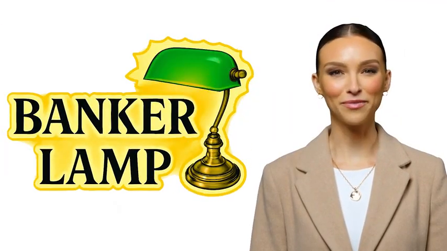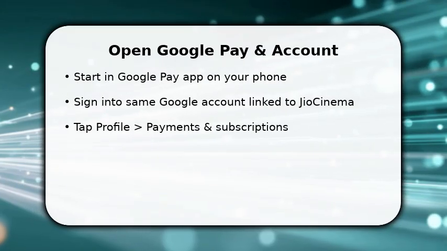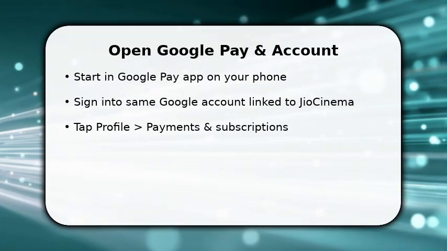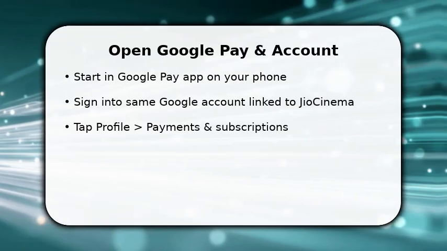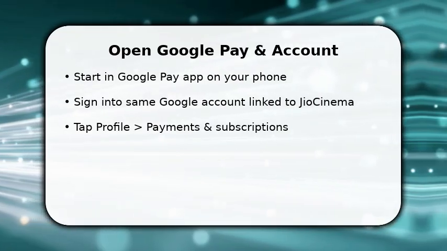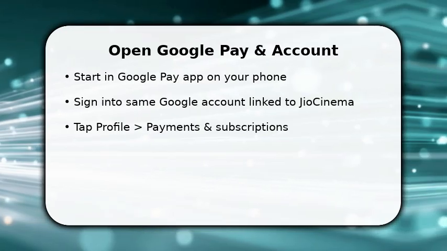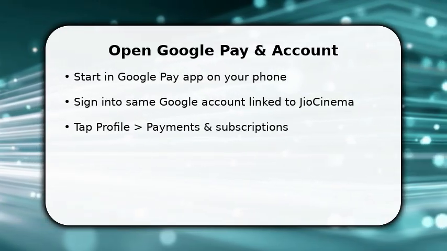Please enjoy the video. You begin inside Google Pay, open the app, and confirm you're signed into the same Google account tied to Jio Cinema. Once done, go to your profile and choose Payments and Subscriptions. This is where recurring charges live.